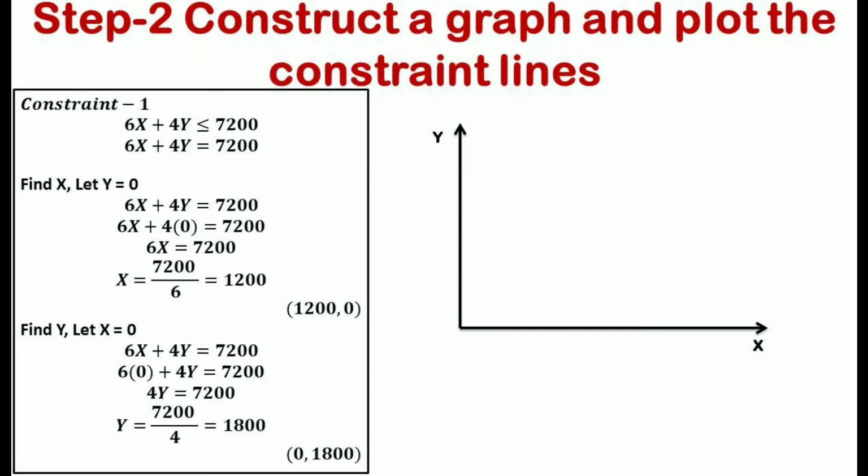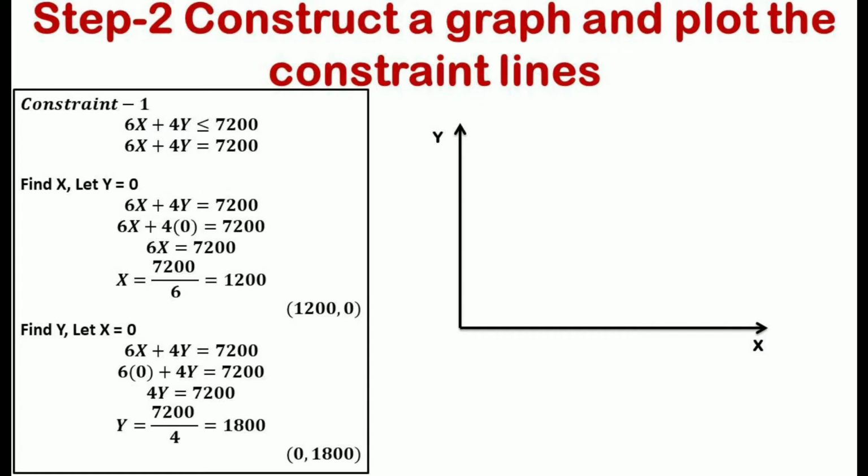Once the mathematical model is framed, the next step is to construct a graph and plot the constraint lines. See, here we have a graph. On the horizontal axis we have taken the commodity or product X, and along the y axis we have taken the commodity Y. For plotting the constraint lines on the graph, first we want to find out the coordinates of the constraints. For this purpose, replace the inequality sign in each constraint by an equality sign.